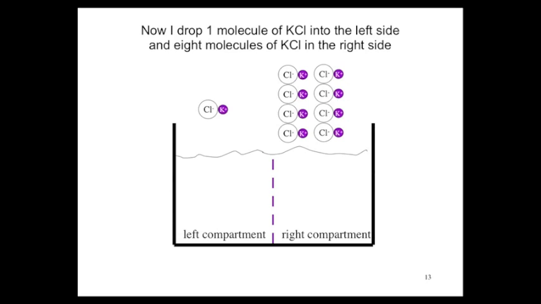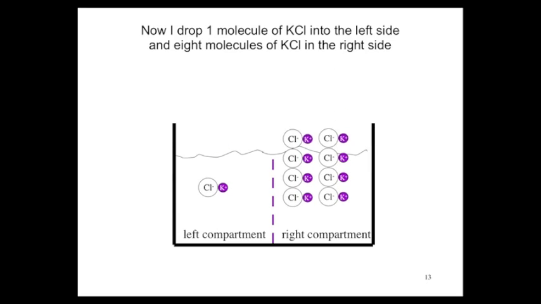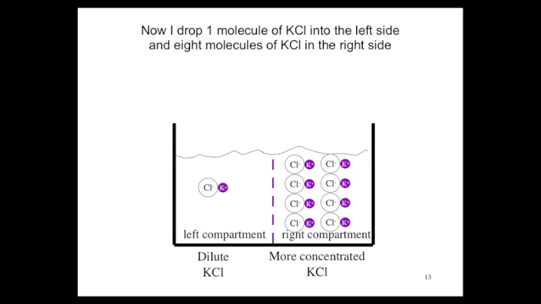I'm going to drop one molecule of potassium chloride into the left side and 8 molecules of potassium chloride on the right side. Now I just point out to you this would also create an osmotic imbalance. That is, water would tend to be driven from the left side to the right side, but we're going to ignore the osmotic pressures and the movement of water. We're just going to focus on the movement of ions.